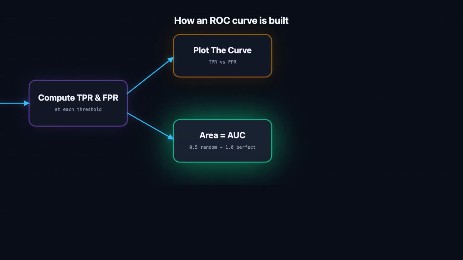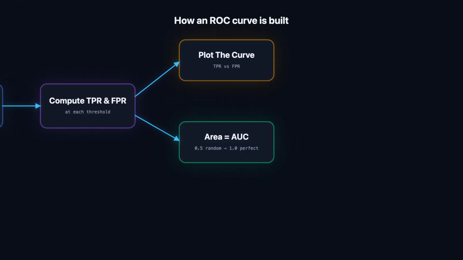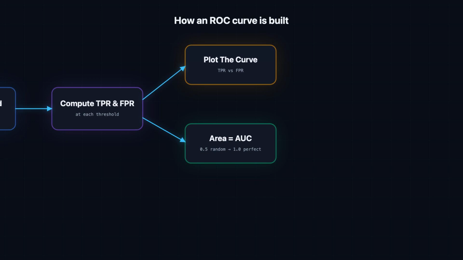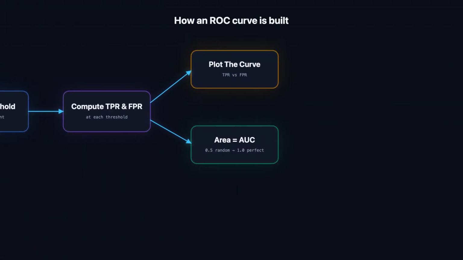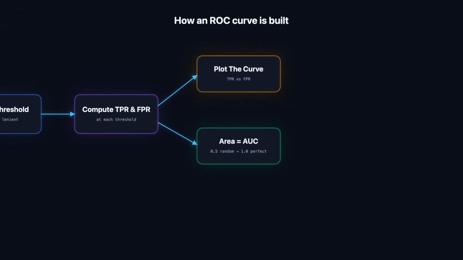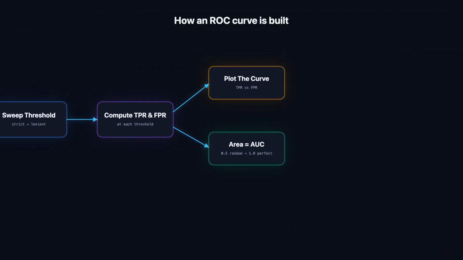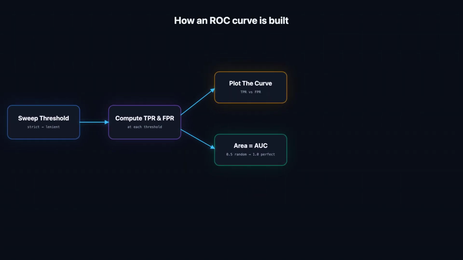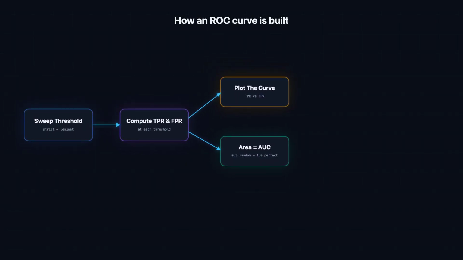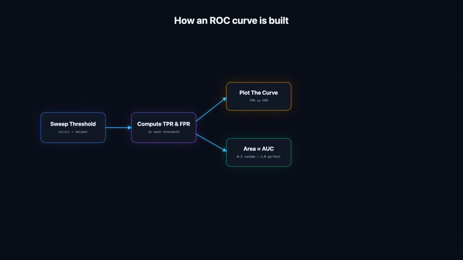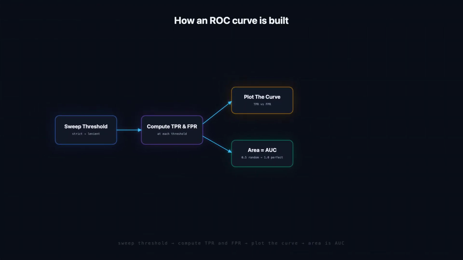Finally, measure the area underneath. That single number is the AUC, area under the curve, and it captures the model's overall ability to separate the two classes. Beautifully, it also equals the probability the model scores a random positive higher than a random negative, so one clean number lets you compare any two models directly.